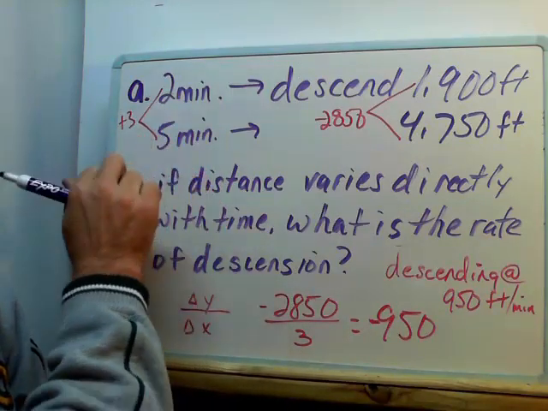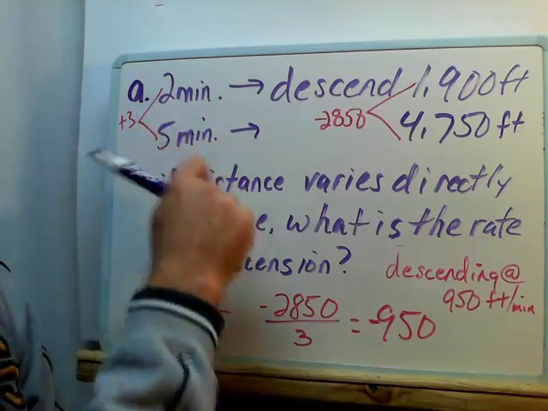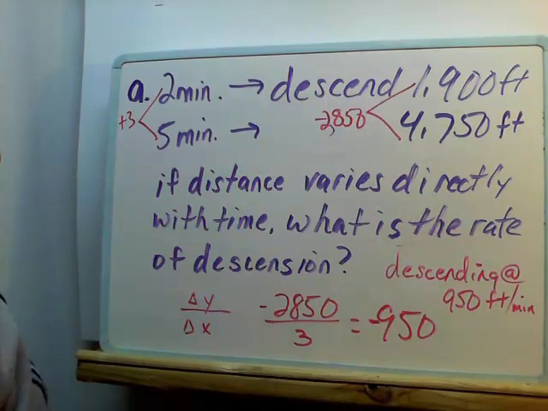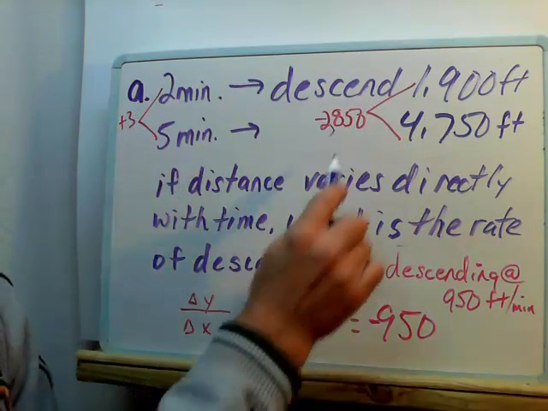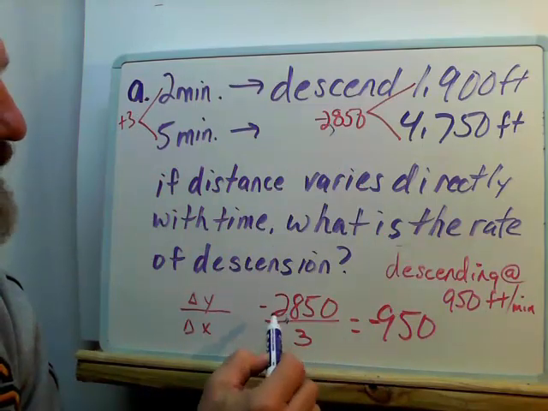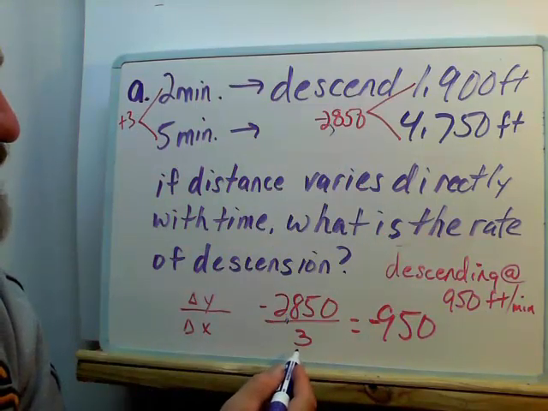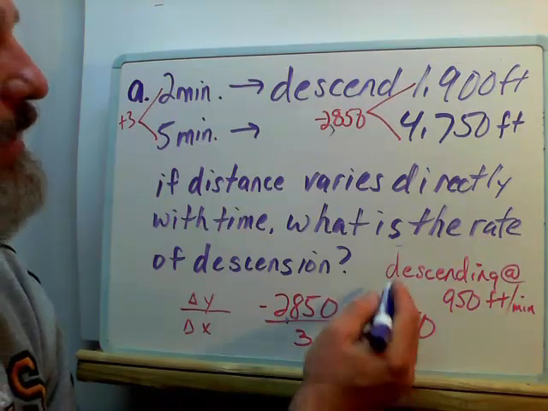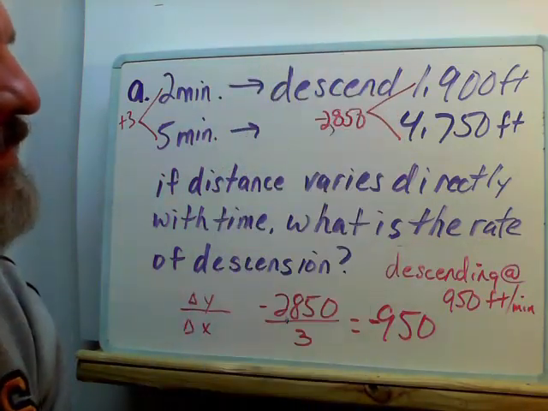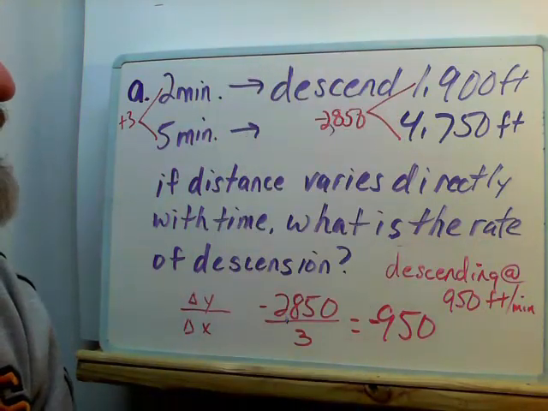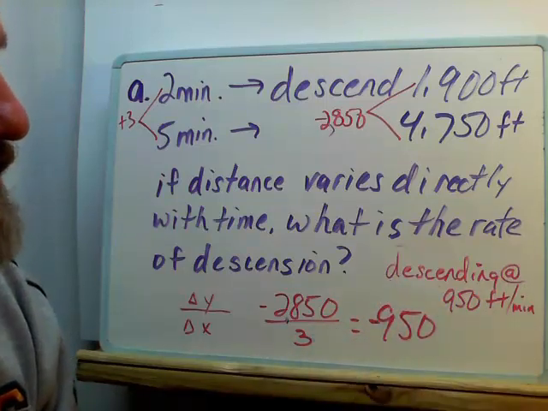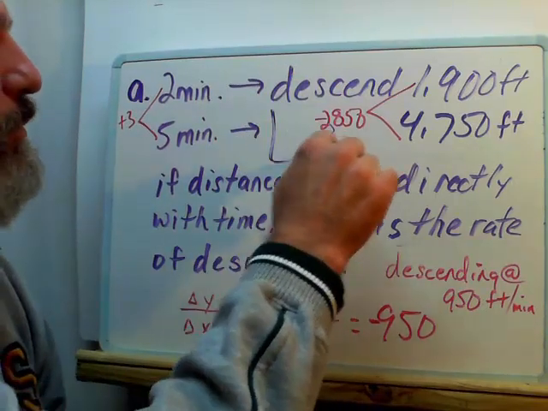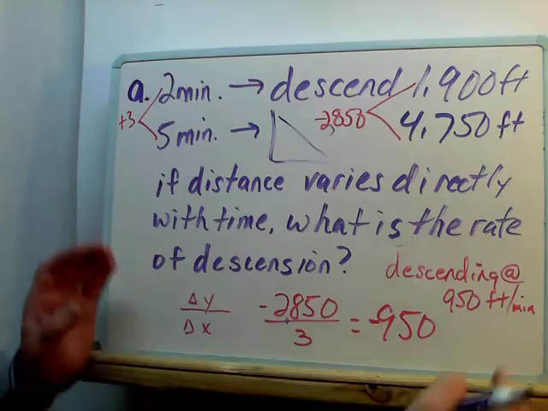So we can find the difference here. We have a rise of 3 minutes. Here we have a fall of 2,850 feet. So we can go with the change in y to negative 2,850 over the change in x, which is 3. We can simplify that to negative 950. Because it's negative, it is showing that the distance is decreasing, the distance from Earth, in other words. So we have a descending rate of 950 feet per minute. In other words, this would be like a downward slope if we were to graph this on a coordinate plane.